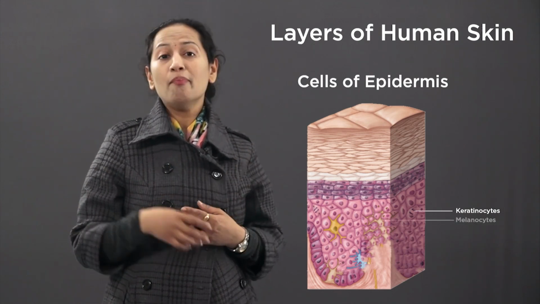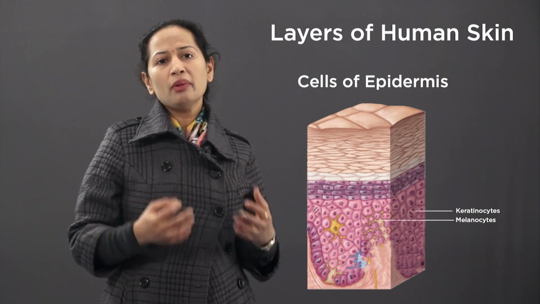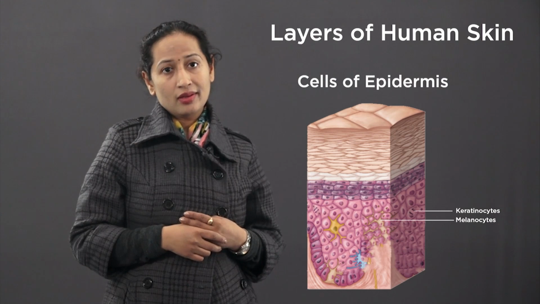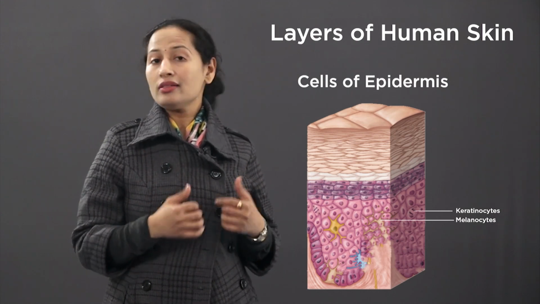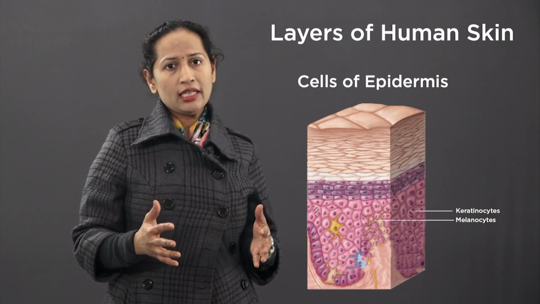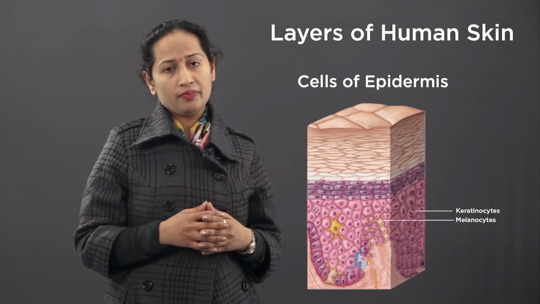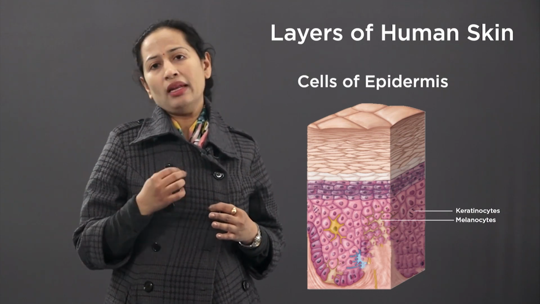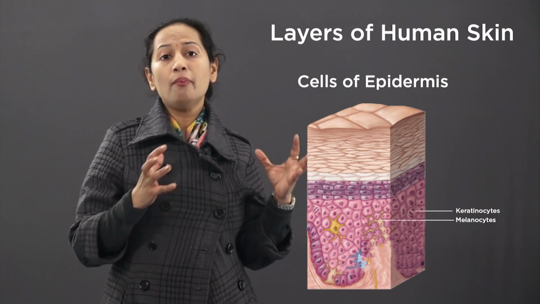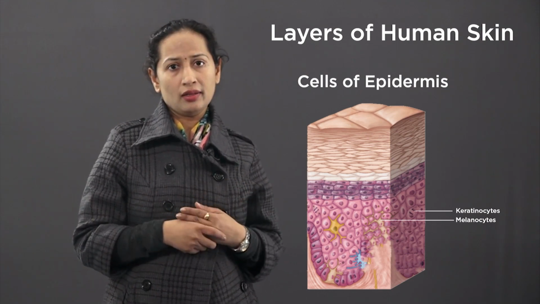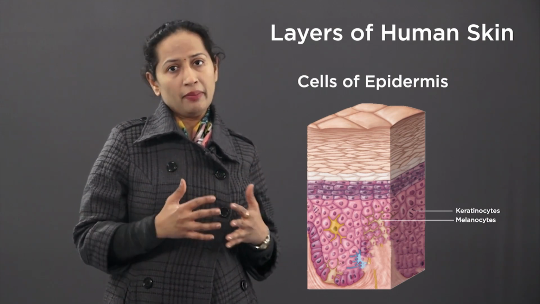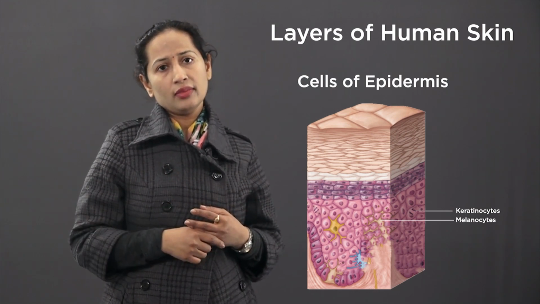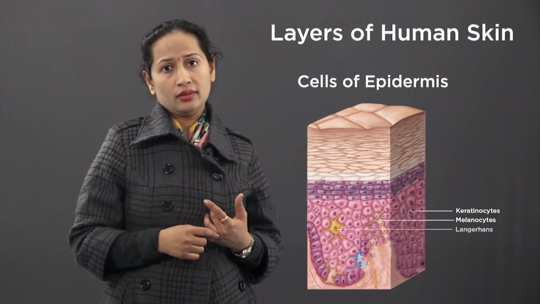The next type is melanocytes. These are pigment producing cells. They are present in the basal layer of the epidermis. Melanin protects the skin against ultraviolet rays. Two major types of melanin are produced. First is pheomelanin and second is eumelanin. These cells produce a black colored pigment called melanin, which is responsible for skin pigmentation, which is then transferred to keratinocytes. The next is Langerhans.